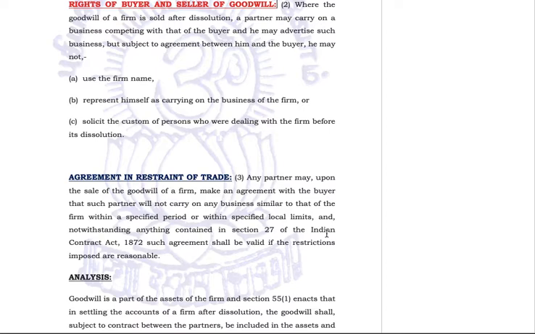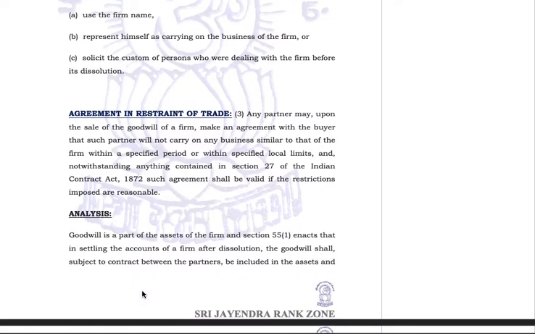Reasonable restrictions could be there, that you go out of the state or out of a 300-400 kilometer territory and so on. Goodwill is part of the assets of the firm, and section 55(1) enacts that in settling the accounts of a firm after dissolution, the goodwill shall, subject to the contract between the partners, be included in the assets.